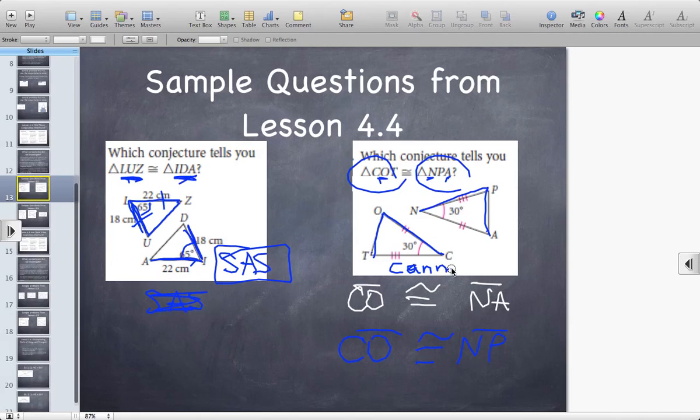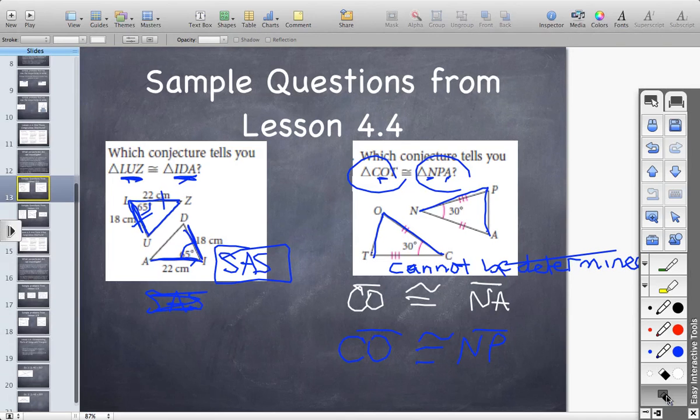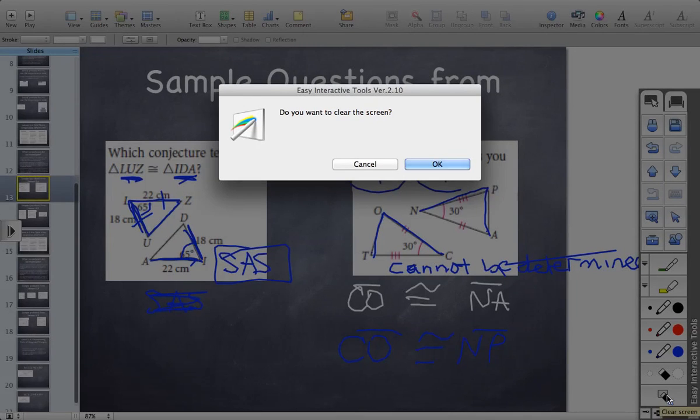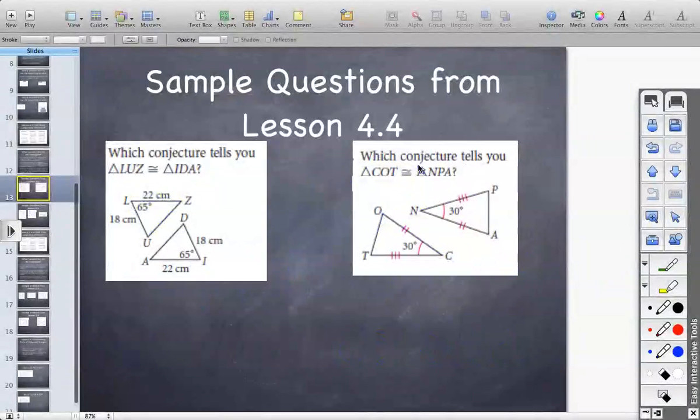cannot be determined. So if you're trying to prove that triangles are congruent to one another and you can't, then you would say it cannot be determined. And that's going to happen sometimes. It's just a matter of fact. So don't get fooled by thinking, oh look, side angle side, side angle side. Look at the order that it's going in.